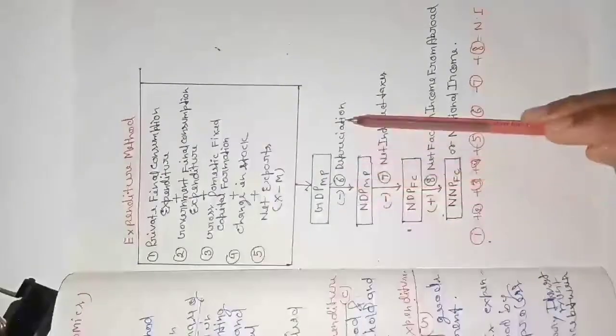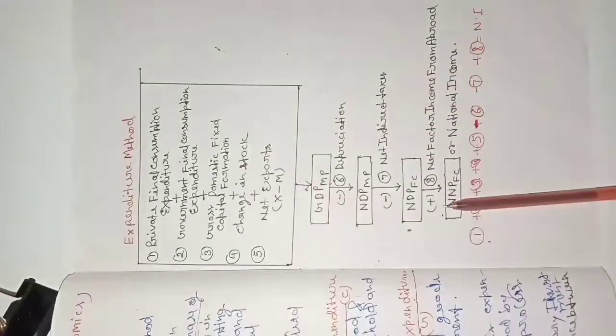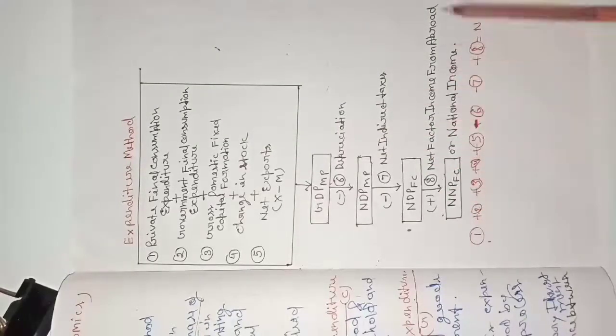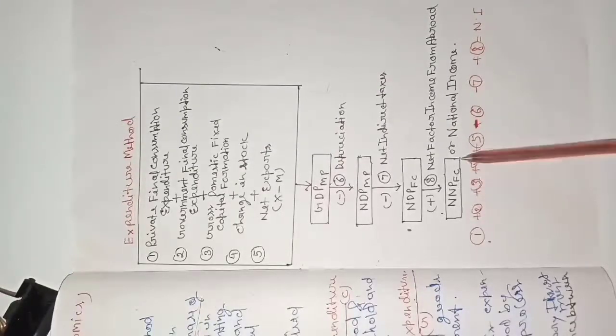Then you have to subtract depreciation, then net indirect taxes, and after then you have to add net factor income from abroad. Then finally you will get NNP at FC, net national product at factor cost. It is also called national income.